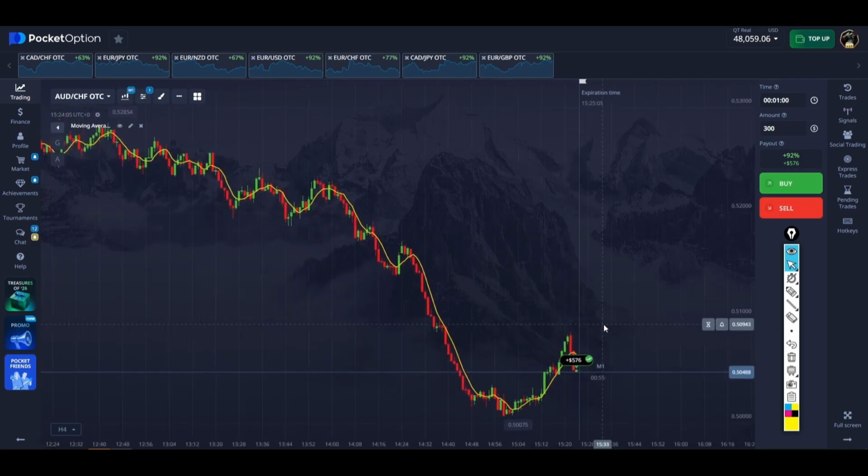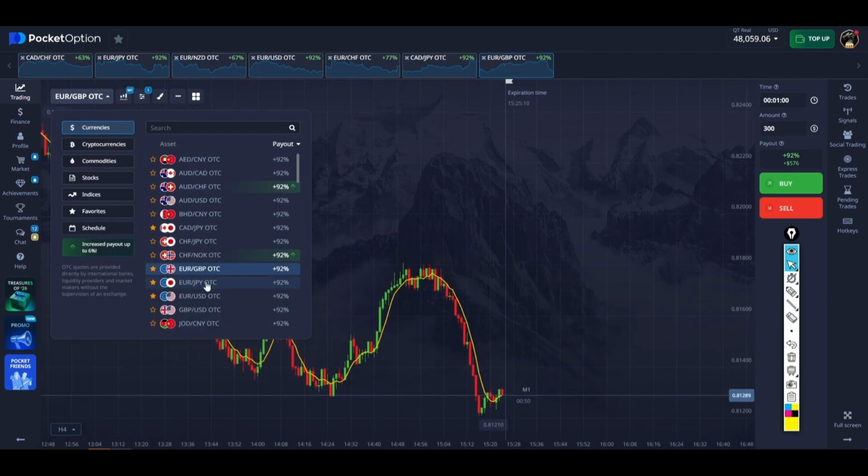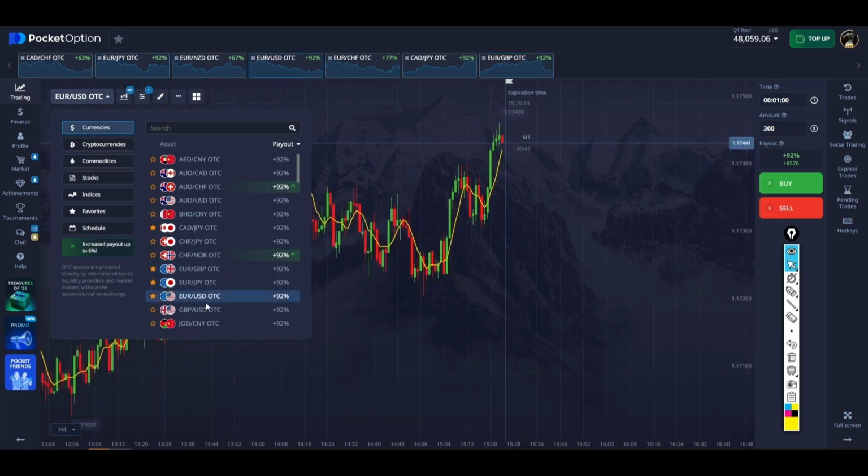And in this case, the trade closes in profit, bringing us a solid return from this strategy. I hope this was a clear, practical example for you. So let's keep moving forward.